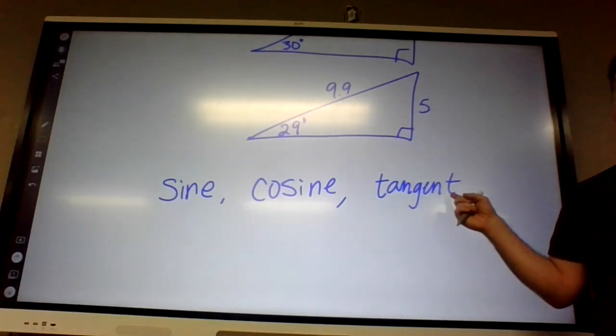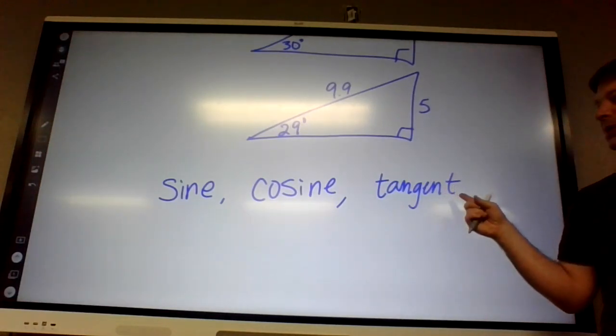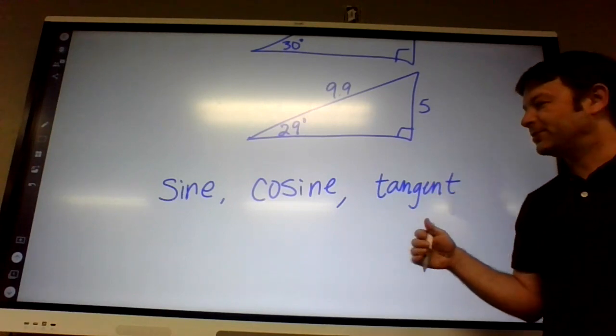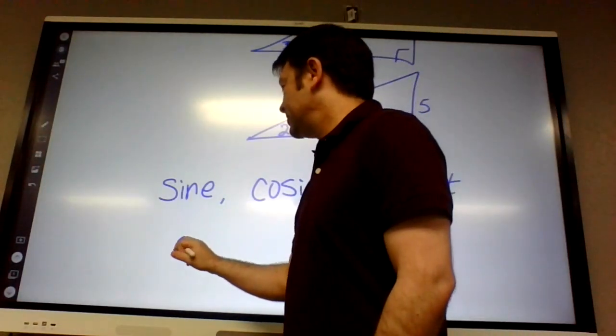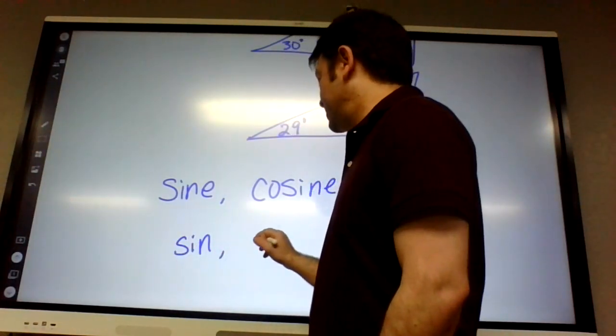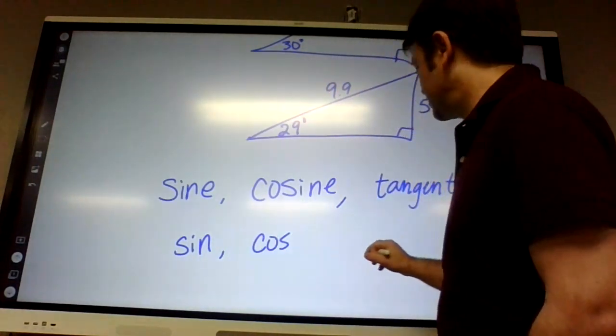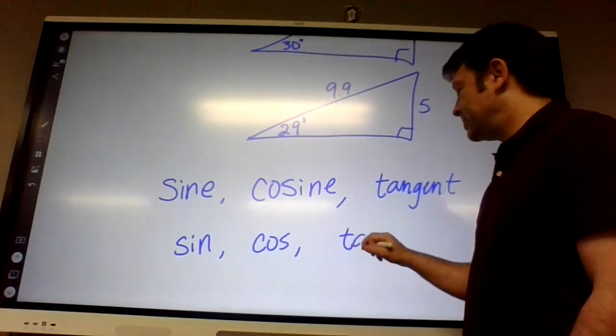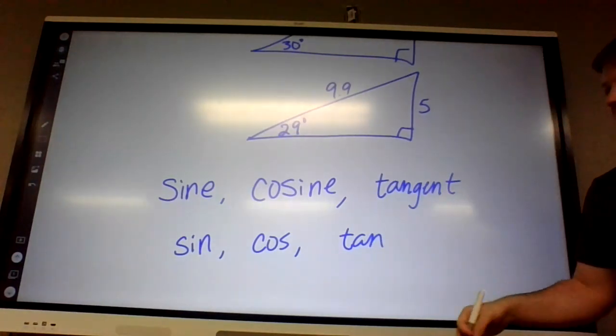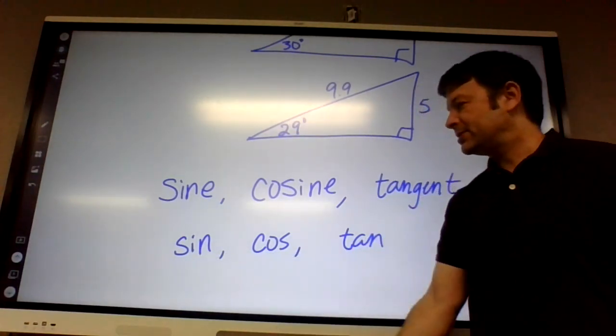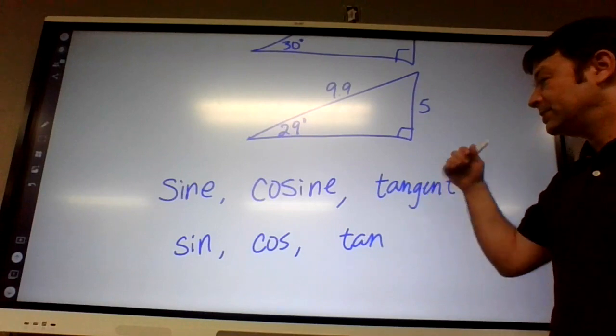Okay, we've used the word tangent before. It's basically unrelated to what it means now. So on your calculators and how we write them, it just looks like this. But I'm still going to say sine, cosine, and tangent. I'm not going to say sin. It's actually sine, cosine, tangent.